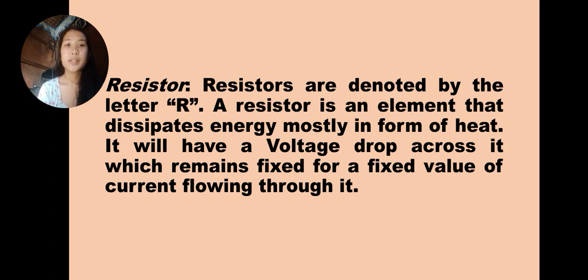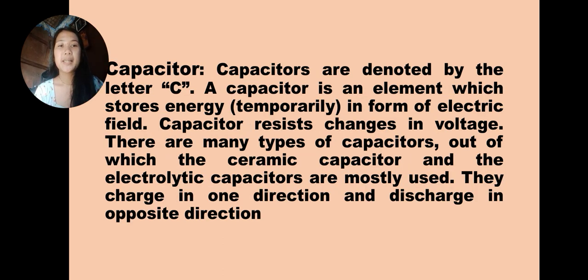Resistors are denoted by the letter R. A resistor is an element that dissipates energy mostly in the form of heat. It will have a voltage drop across it which remains fixed for a fixed value of current flowing through it. So a resistor remains at a fixed value of current flowing through it.